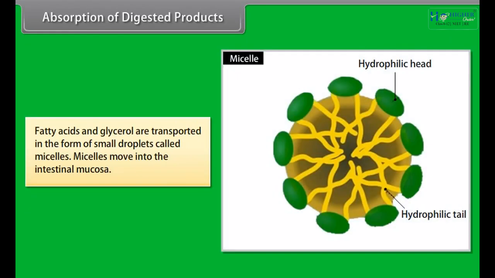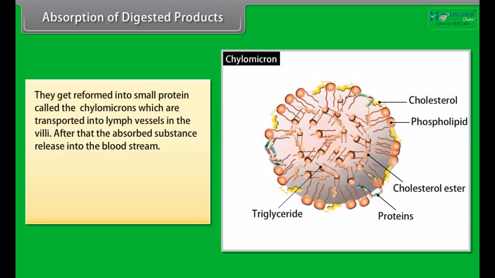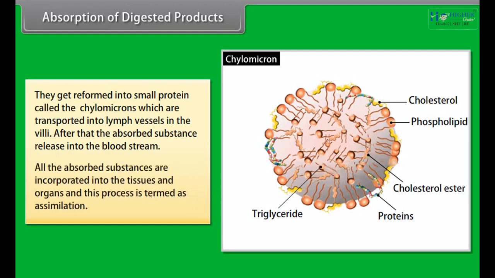Fatty acids and glycerol are transported in the form of small droplets called micelles. Micelles move into the intestinal mucosa. They get reformed into small protein-coated fat droplets called chylomicrons, which are transported into lymph vessels in the villi. After that, the absorbed substances are released into the bloodstream. All the absorbed substances are incorporated into the tissues and organs, and this process is termed as assimilation.